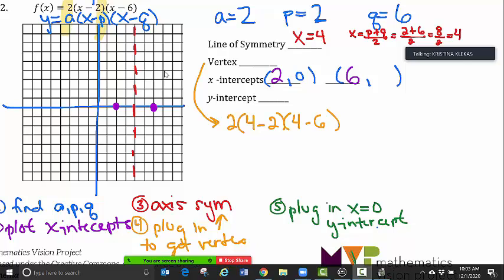So again, here's my 2, here's my 6, right? That's where that came from. And then everywhere there was an x, I'm putting in a 4. If I do that, that's 2 times 2 times negative 2, which would give me negative 8. So I'm going to go down 1, 2, 3, 4, 5, 6, 7, 8. Okay. So my vertex then is (4, -8).